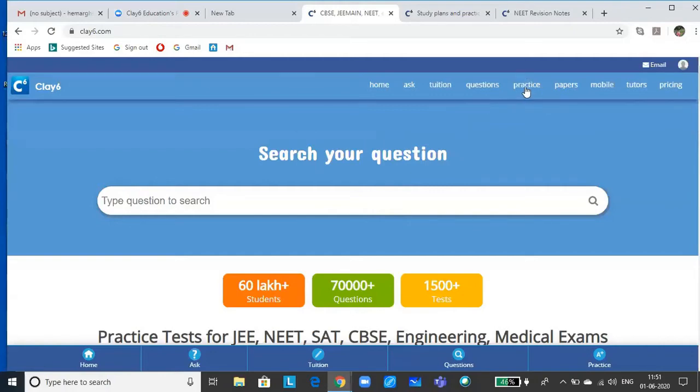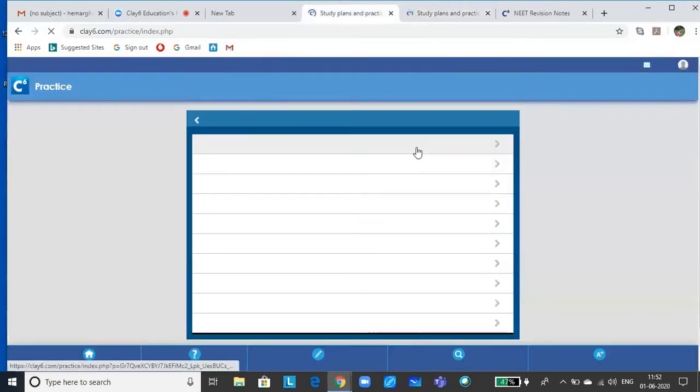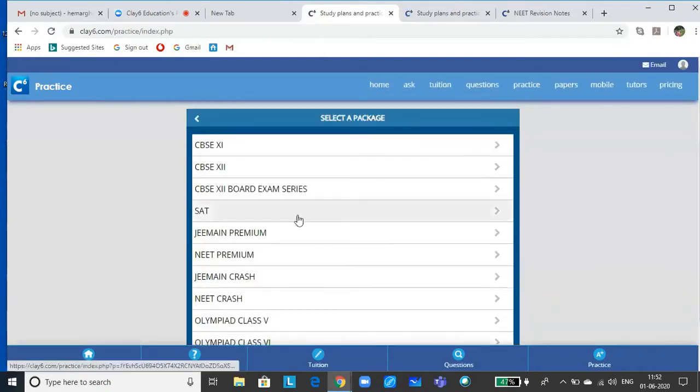Go to playsix.com, click on practice. So you will see a lot of packages. In this, select one package. Since we are doing NEET classes, we will select NEET Premium.